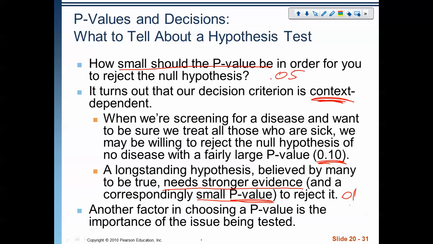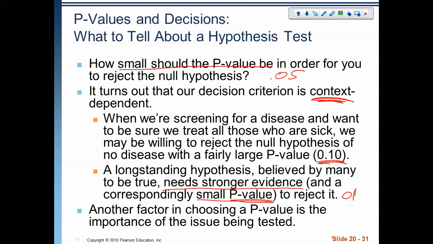And so you want to have a much smaller p-value in that case, because if you were to reject the null hypothesis when you should have kept it, there's lives on the line. It's very important. We need very strong evidence to make that happen. Therefore, we want a very small p-value to go with it. So for every different test, that threshold will be different.